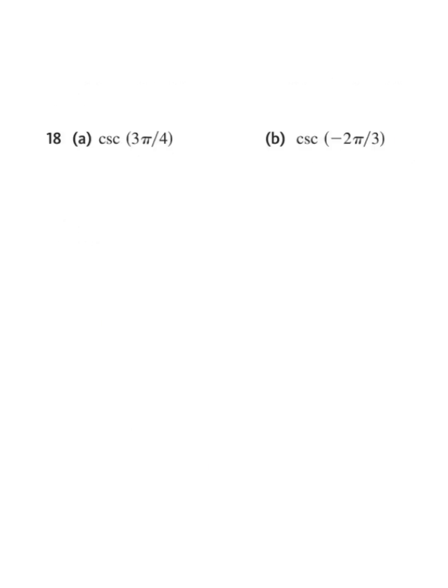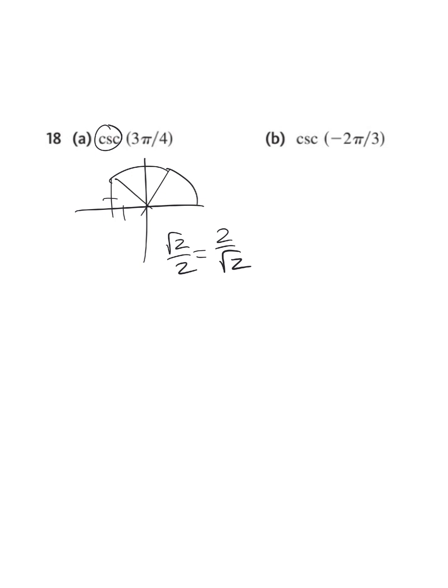All right, 18. Cosecant again is the y value, but the reciprocal, 3 pi over 4. Again, x and y are the same, so this is going to be a positive square root of 2 over 2, but the reciprocal is 2 over the square root of 2. When you rationalize it, you're just going to get 2.